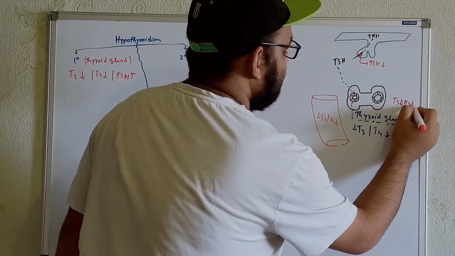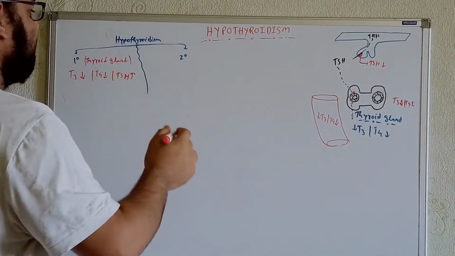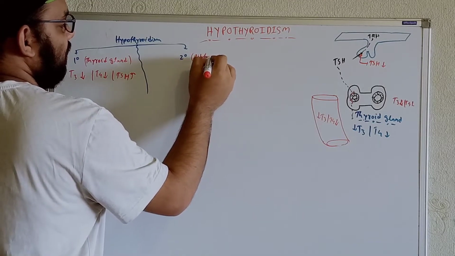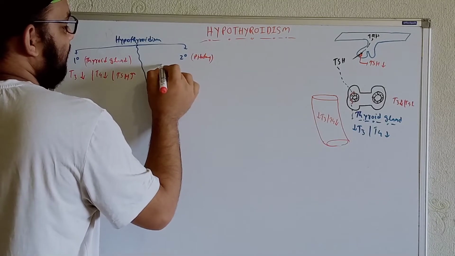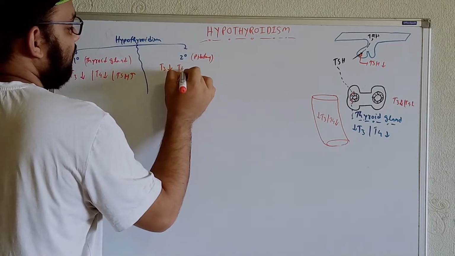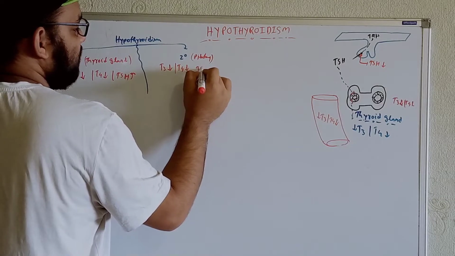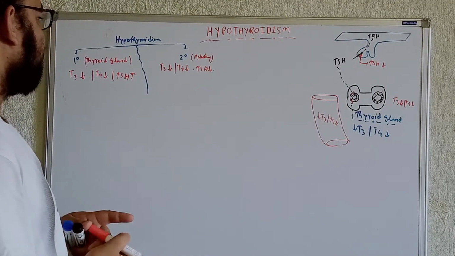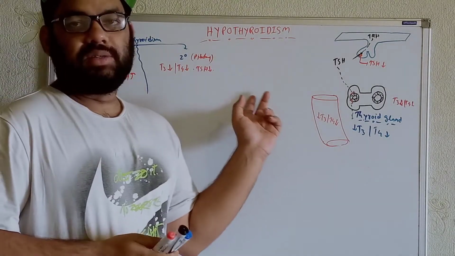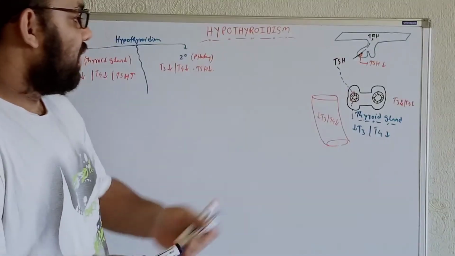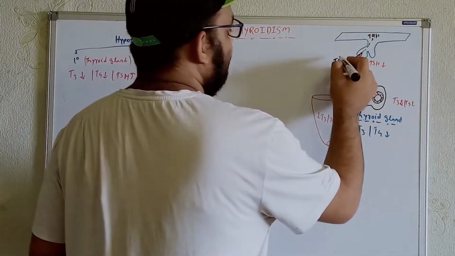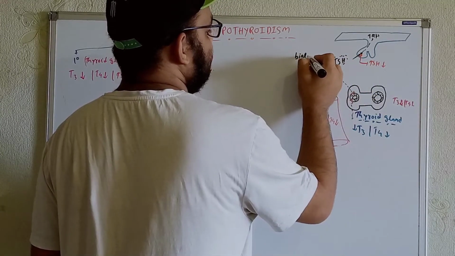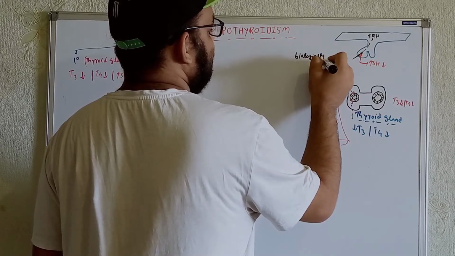So if we write it for secondary hypothyroidism, here we get the problem at the pituitary level. T3 will be less, T4 will be less, and TSH will also be less. But in some cases we can see T3 and T4 less whereas the TSH level is normal. For example, the TSH released from here is biologically inactive.